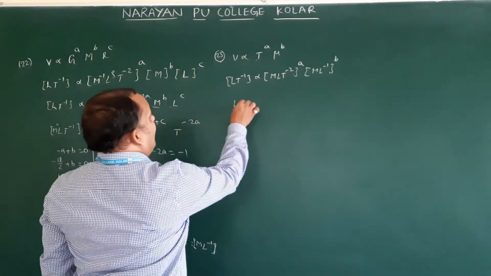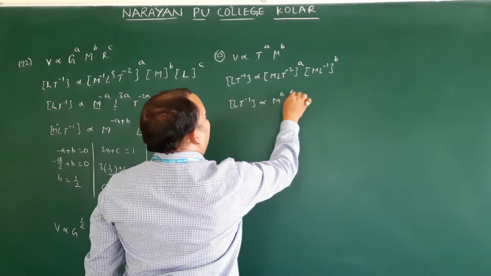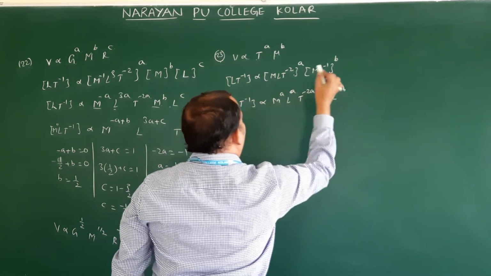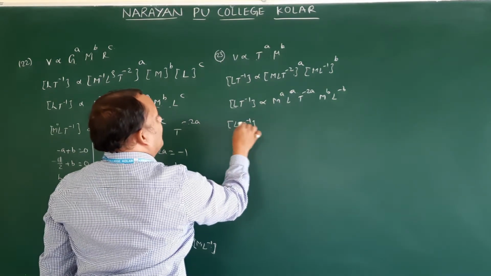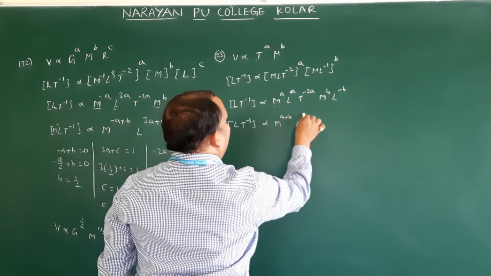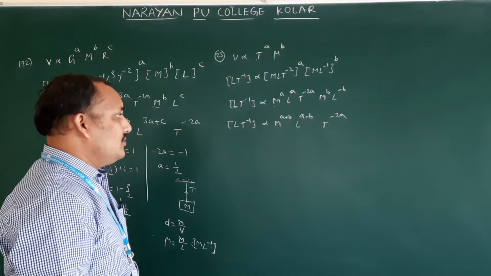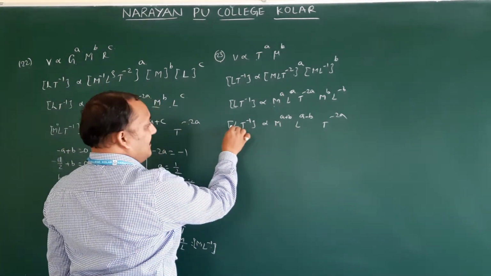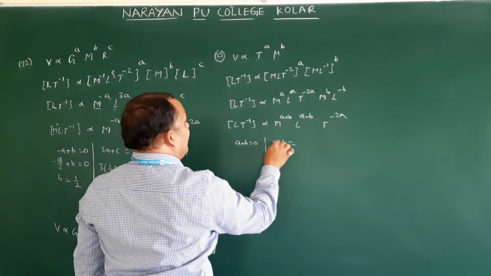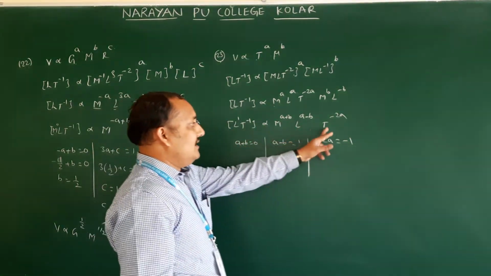Okay. So L t power minus 1 is directly proportional to m power a, L power a, t power minus 2a, m power b, L power minus b. So L t power minus 1 equals m power a plus b, L power a minus b, t power minus 2a. Compare. Here m is not there. Therefore a plus b equal to 0. A minus b equal to 1. Minus 2a equal to minus 1. t power minus 1, t power minus 2.